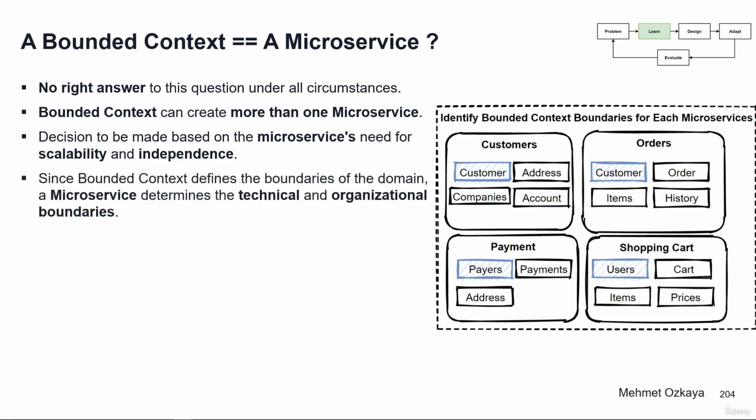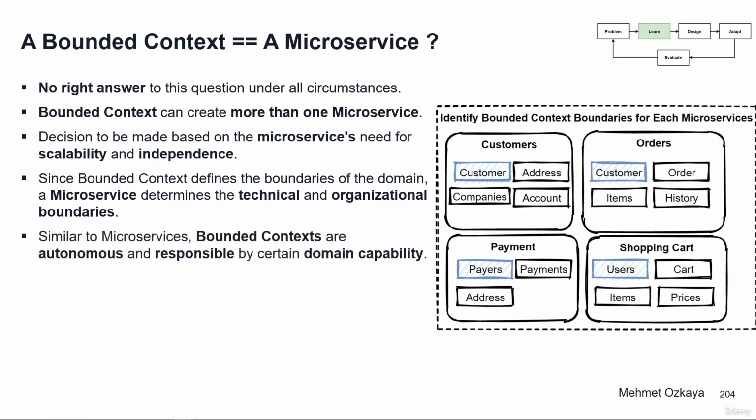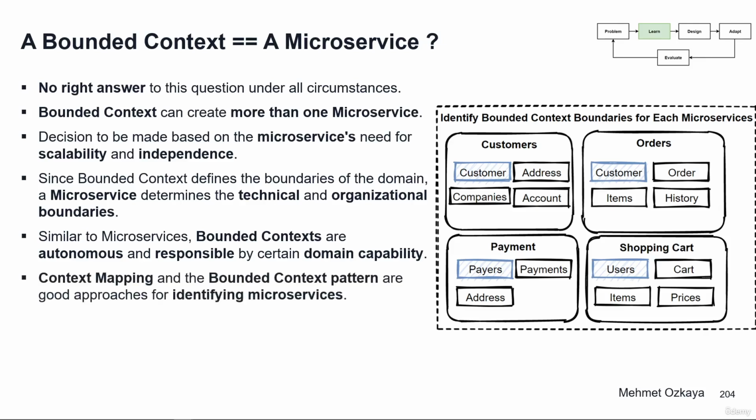While a bounded context defines the boundaries of a domain, a microservice determines the technical and organizational boundaries in the same way as the bounded context does for domains. Nevertheless, this approach can be used when defining microservices from bounded contexts, because it is similar to the definition of a microservice: it is autonomous and responsible for a certain domain capability. So this is why context mapping and the bounded context pattern are good approaches when identifying microservices. We will also follow these patterns when decomposing our microservices.